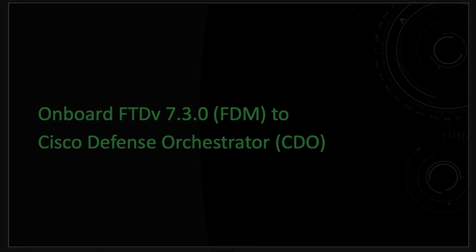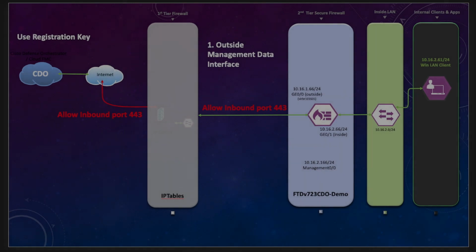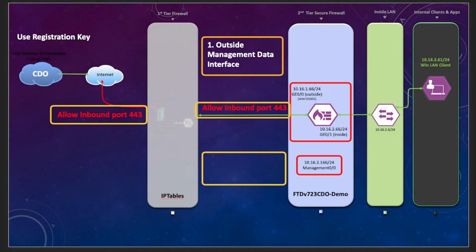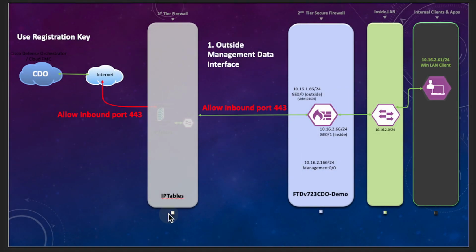Okay, now let's hop over to take a look at how the setup will look. In my environment, as usual in a few of my tutorials, I have an IP table as the first tier firewall, and then I have my FTDv set up behind that IP table.